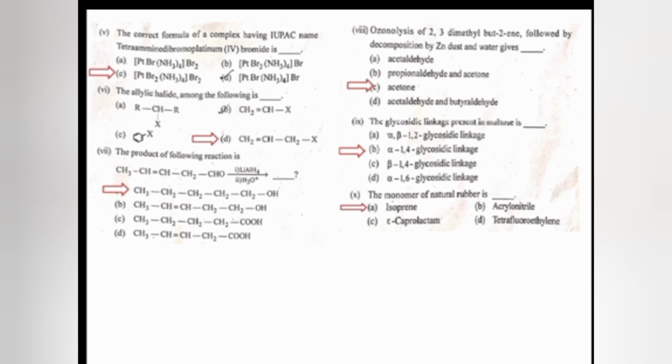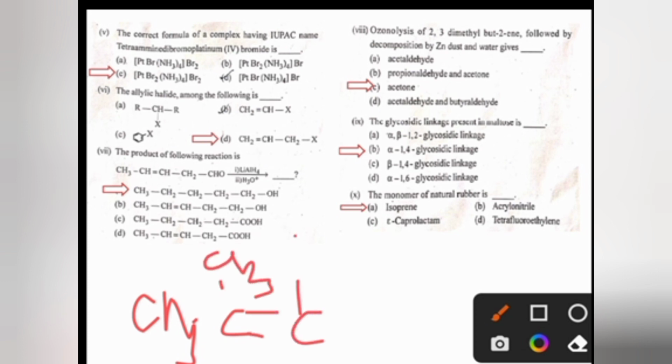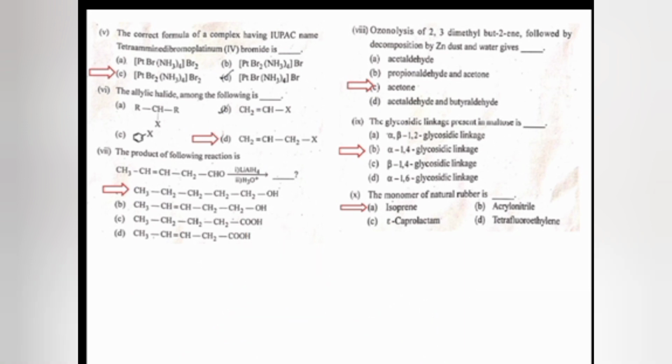Ozonolysis for 2,3-dimethyl 2-butene. So what is the structure of 2,3-dimethyl 2-butene? We discussed the structure: CH3, C double bond, again CH3, C, and one more CH3 here. If you break the bond from the center, you will get 2 moles of acetone as the product. The glycosidic linkage present in maltose is alpha 1,4 glycosidic linkage. The monomer of natural rubber is isoprene.